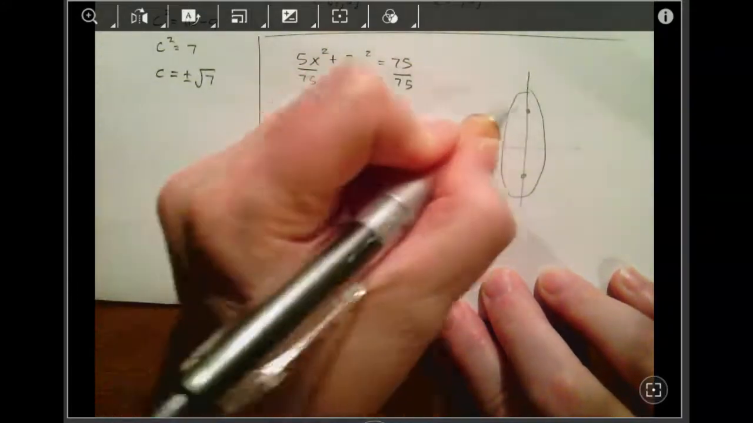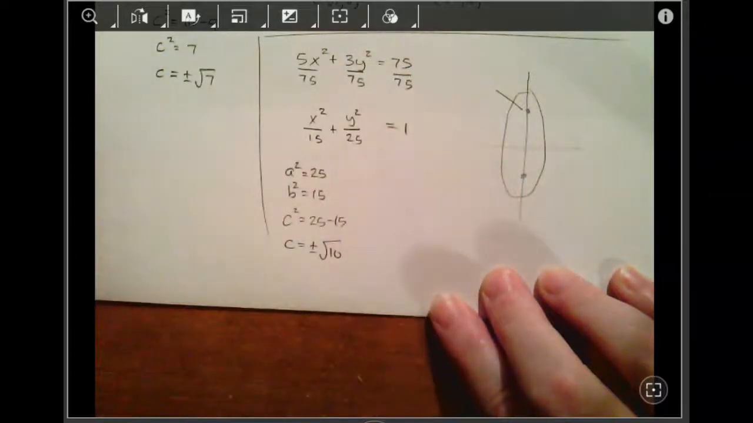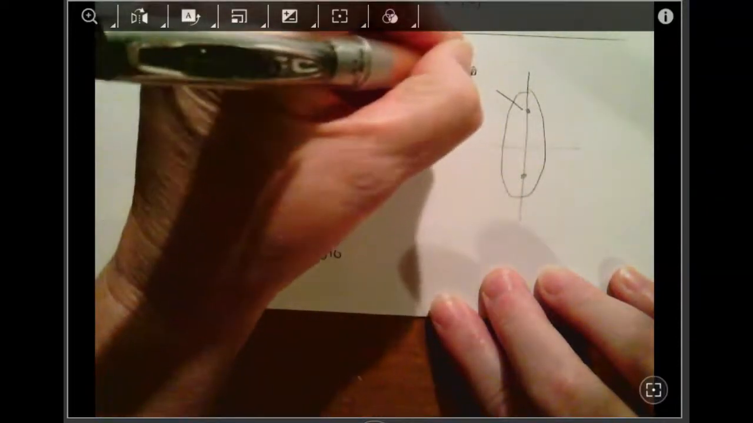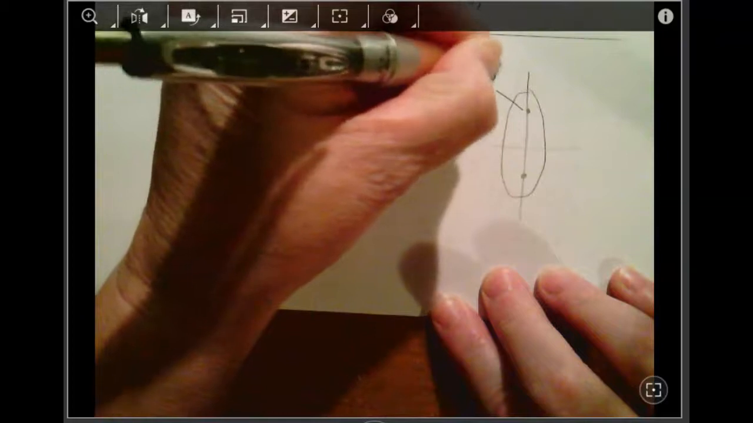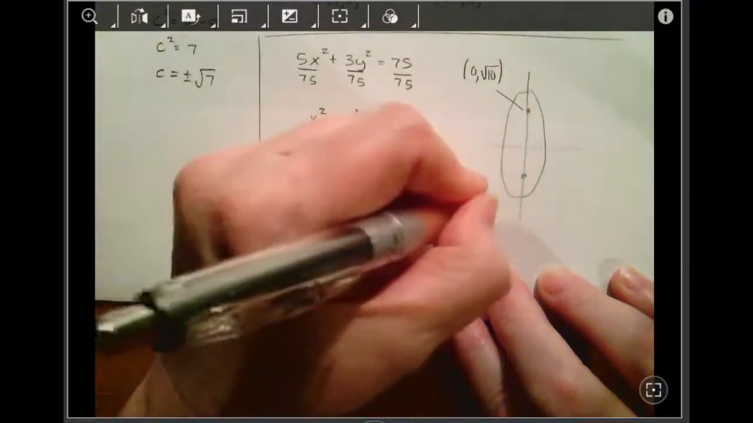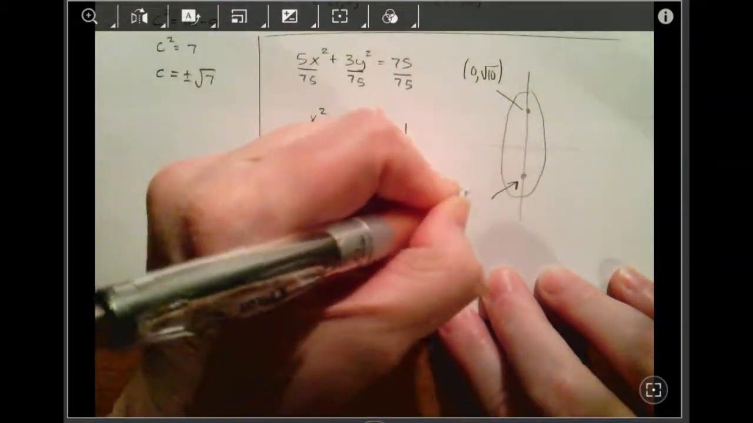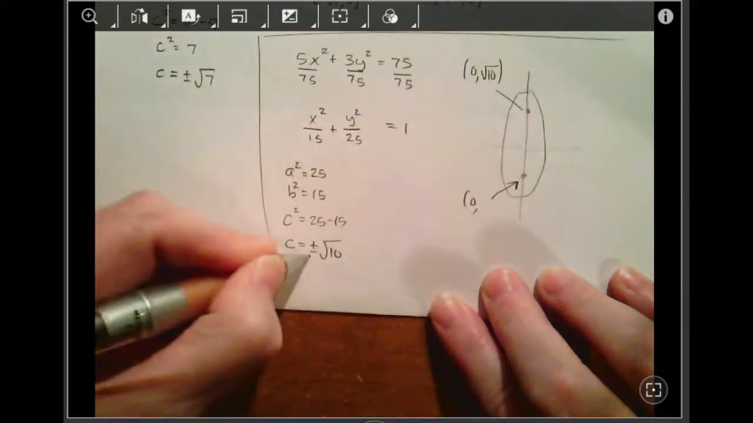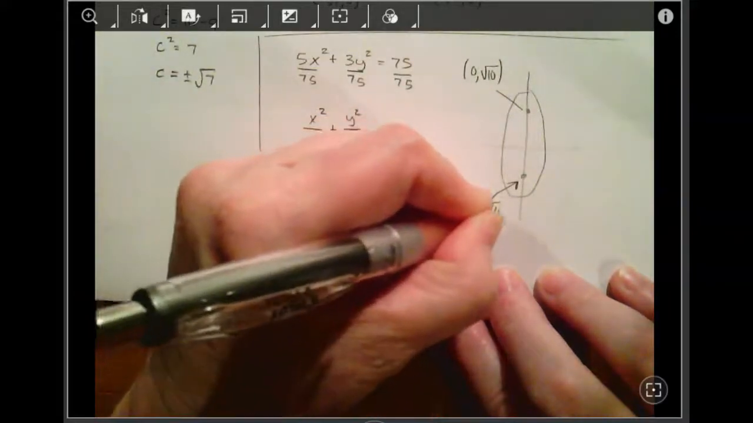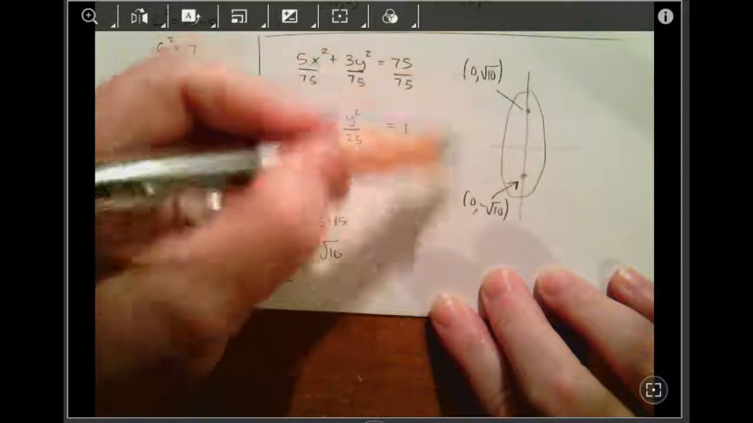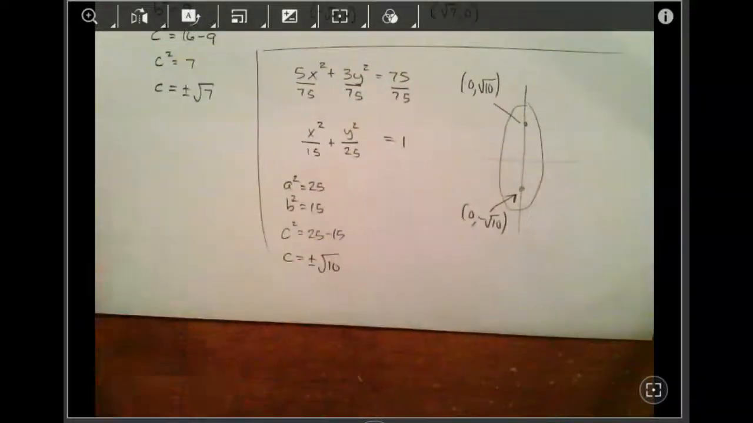So that means that this coordinate up here is going to be the positive. So our x-coordinate is 0 and our y-coordinate is positive root 10. And down here, our x-coordinate is 0 again, and our y-coordinate is going to be negative square root of 10. So our foci here would be these 2 points. So there's a couple of examples. Hopefully that'll be enough to get you going.